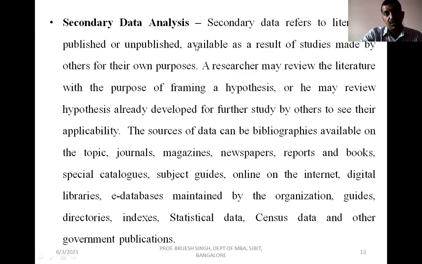So all these things you can take and show under the secondary data part, which will be a part of your so-called exploratory research.